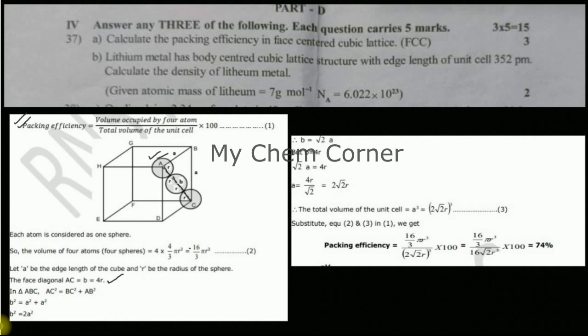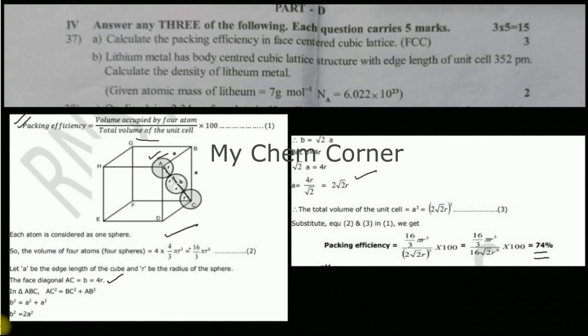So, now we know the total volume of the unit cell. You know the volume of the 4 atom spheres. You're going to just substitute it in the formula here. So when you substitute it, it will become 16 by 3 pi r cube divided by 2 root 2 r cube, into 100. Now when you simplify this, your percentage for FCC is going to come up to 74%. Alright, so that is the answer for the packing efficiency.